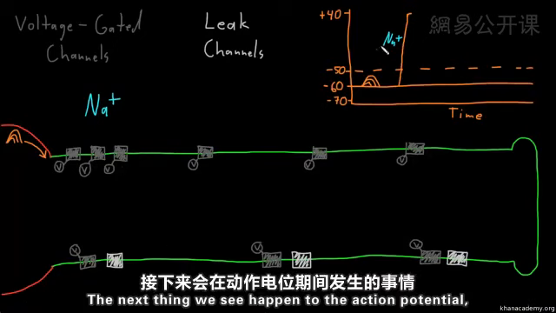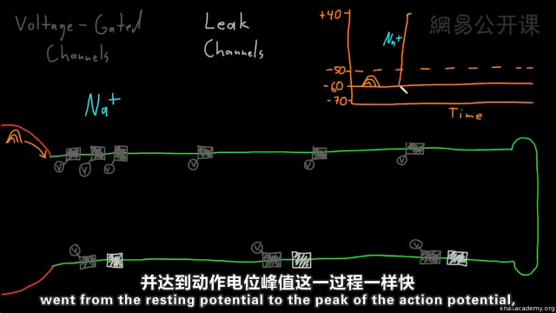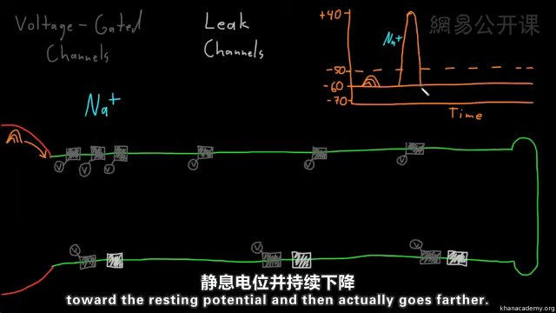The next thing we see happen to the action potential, basically just as fast as the membrane potential went from the resting potential to the peak of the action potential, it then rapidly descends back toward the resting potential, and then actually goes farther.